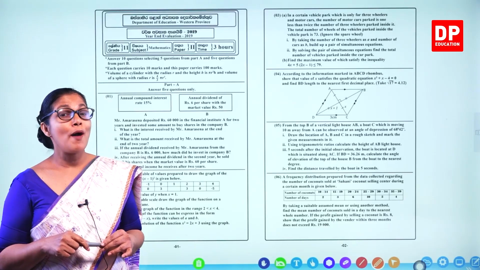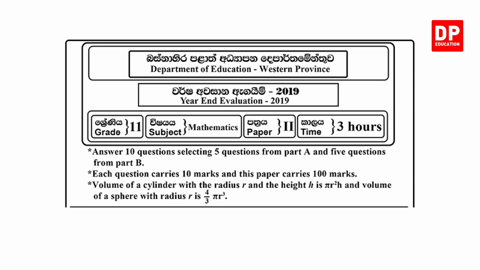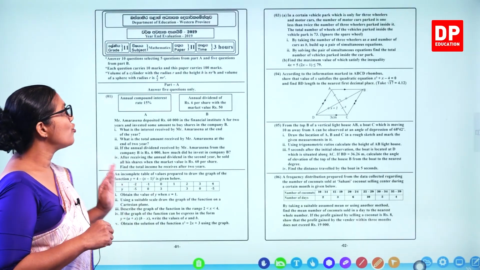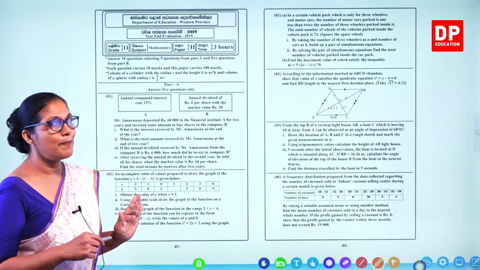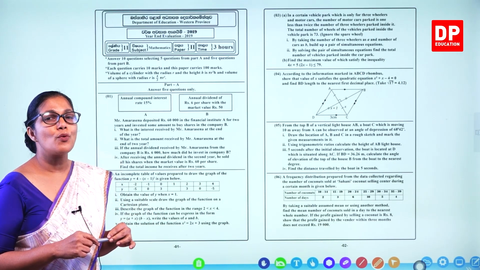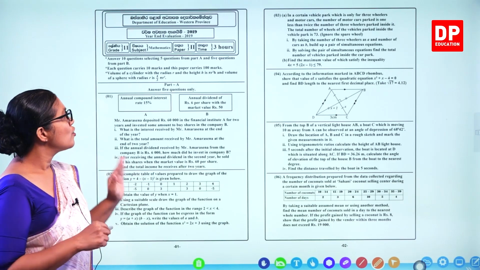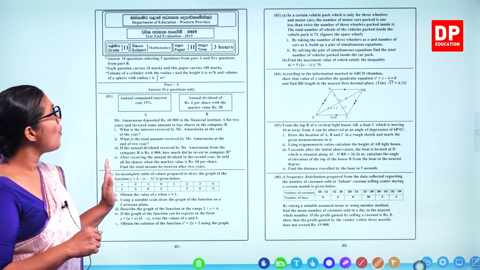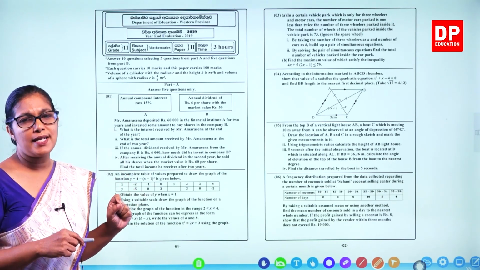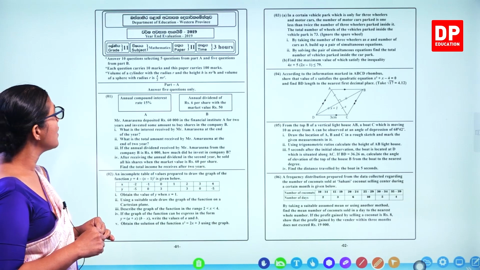Hello students, now I am going to do paper 2 of Department of Education, Western Province, Year End Evaluation 2019. So this is a 3 hours paper. You get 2 parts, part A and part B. You get 6 questions each, but you have to select only 5 questions. So each part you can spend 1.5 hours. That means spend 18 minutes maximum for each question.